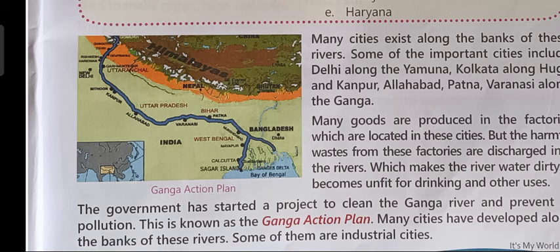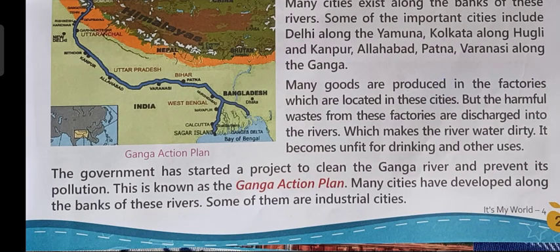So ultimately the river water gets polluted, it becomes dirty, and then we cannot consume it. It becomes unfit for drinking, and for other uses like cooking, bathing, cleaning, etc. Now the government has started a project to clean the Ganga river and prevent its pollution. This is known as the Ganga Action Plan.